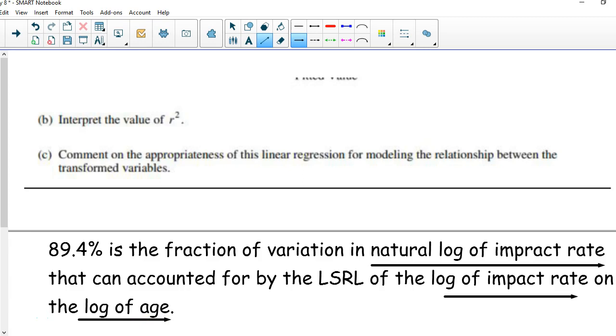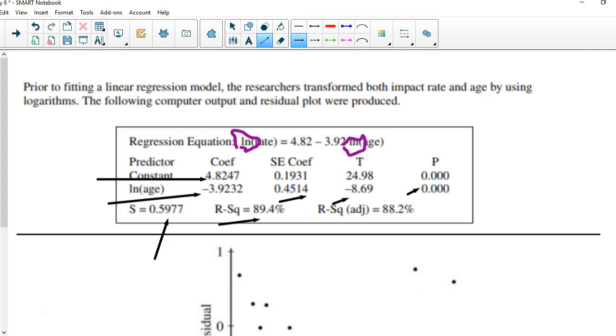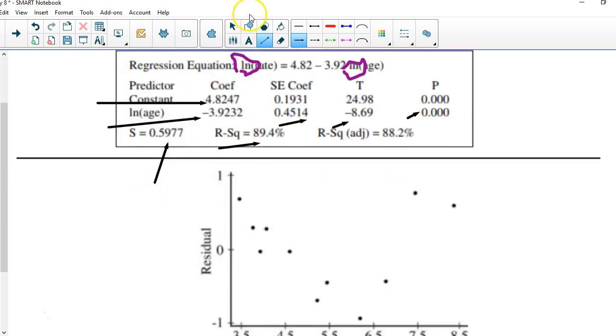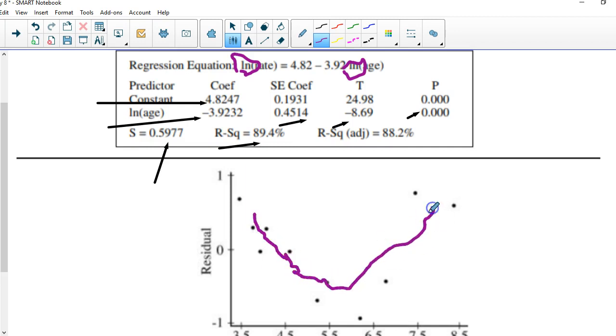Part C says comment on the appropriateness of the linear regression for modeling the relationship between the transformed variables. So I'm looking at this residual plot and I still see a U. It doesn't look that great to me. We should have equal scatter above and below the line. So if I added those points, that would look much more appropriate to me.